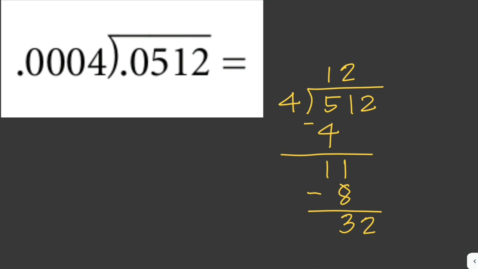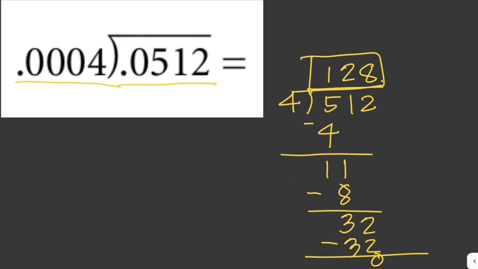So 32 divided by 4 is 8. Okay, the decimal point is here, or we can just simply write that as 128. 8 times 4 is 32. 32 minus 32 is 0. Therefore, 0.0512 divided by 0.0004 is just equal to 128.